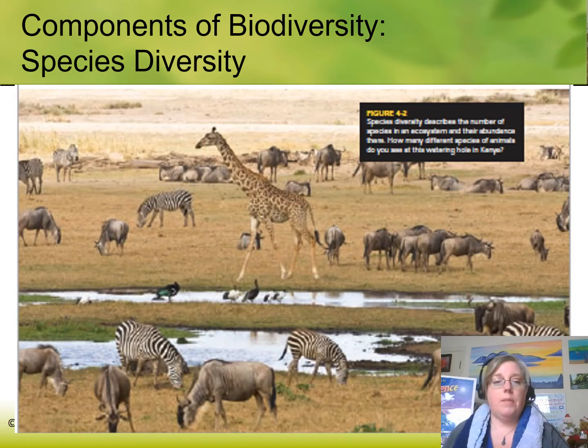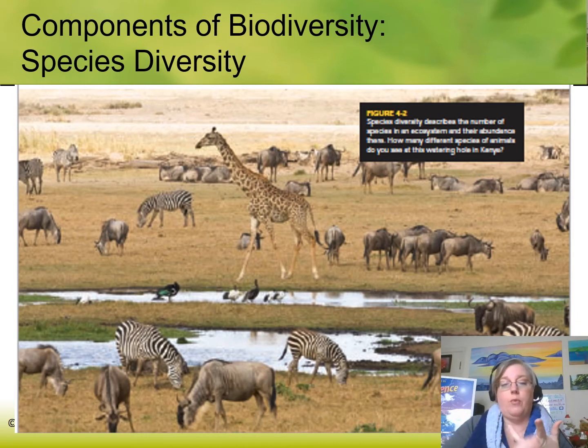And this is what I was talking about, that picture here. The species diversity. You have giraffes, you have wildebeest, you have zebras, you have 3 or 4 different bird species, 2 or 3 different kinds of grasses. Off in the distance you have some lions and some impalas. So this is the species diversity. Those are the different variety of species.